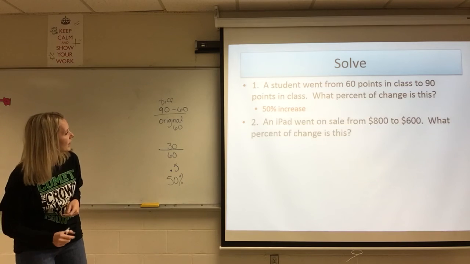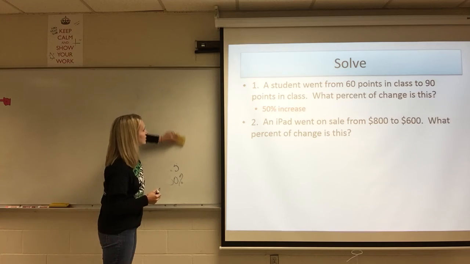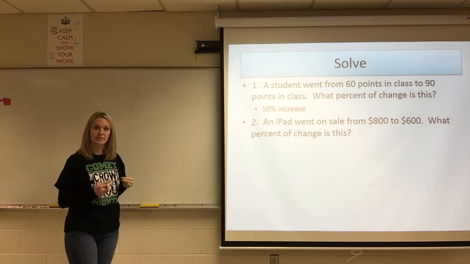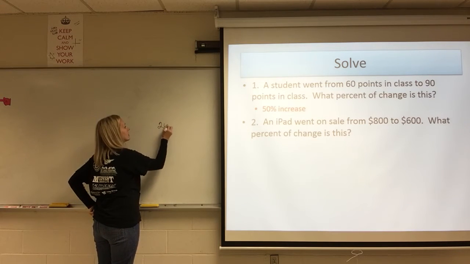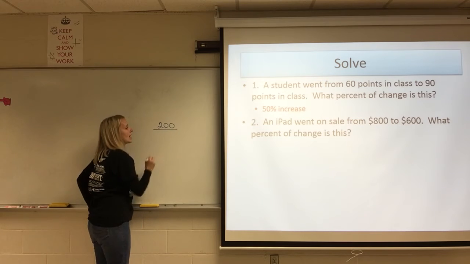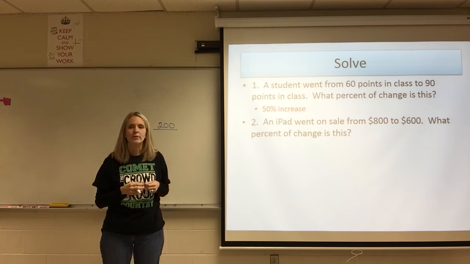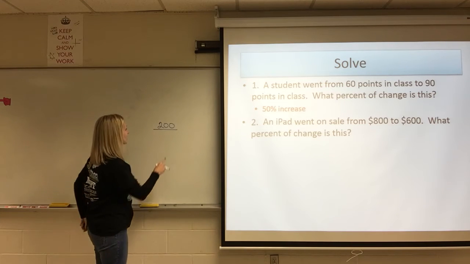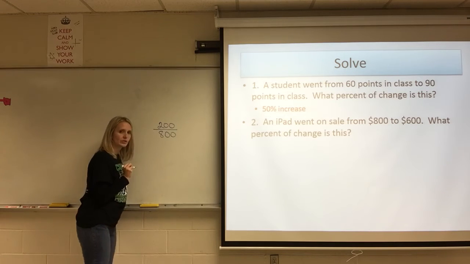On to the next problem. Here, an iPad went on sale from $800 to $600. What percent of change is this? So first, let's find the difference. The difference between 800 and 600 is 200. And now you have to go back to your problem and identify which one is my original amount. So how much was the iPad before it went on sale? It was $800. So that means I will be dividing 200 by 800.